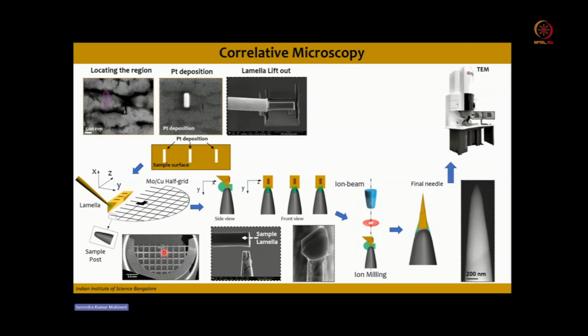Now, as these sharp needles are attached to the grid, this grid can easily go to the TEM holder where we can do the structural analysis from micro to the atomic scale, and the same grid can be used for atom probe tomography by using special correlative holders where you can get the structural information.